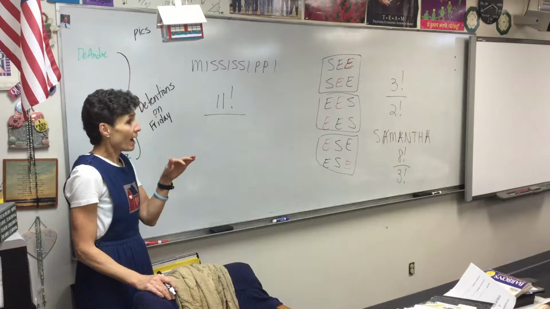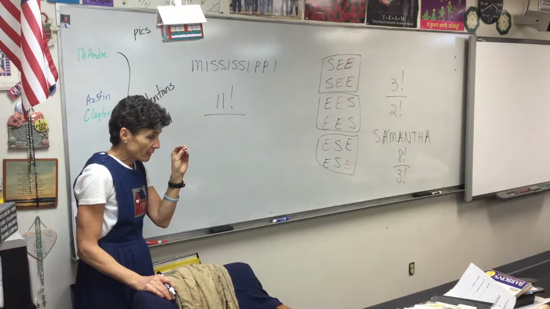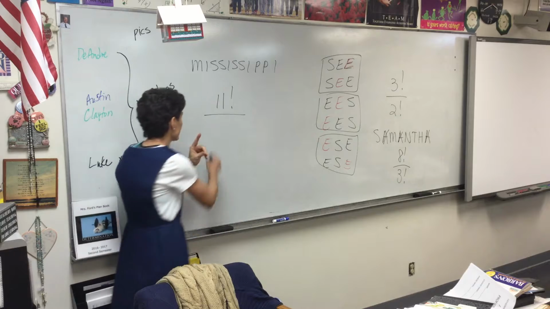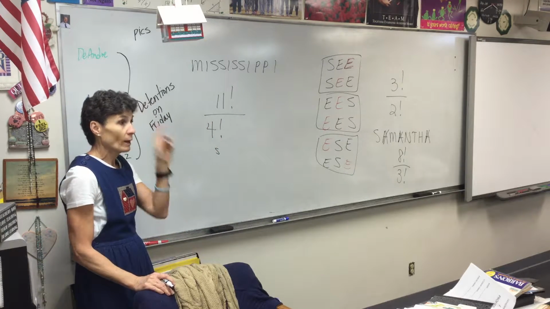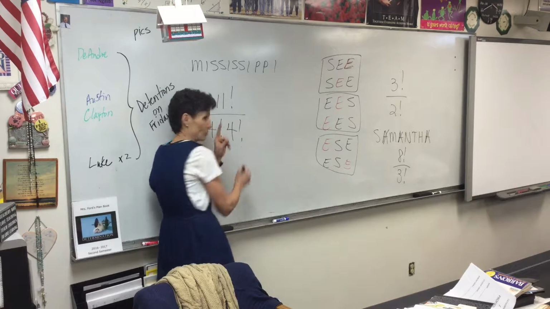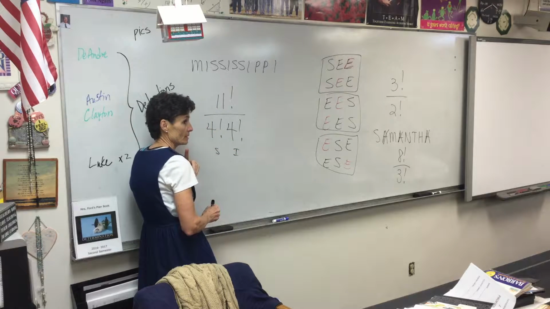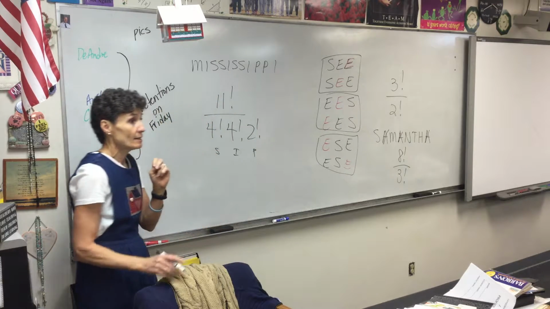Now, when you divide, what do you have that's repeating? S's, all right? How many S's are there? 4. So we divide by 4 factorial. That takes care of the S's. What else do we have? 4 I's. So we divide by another 4 factorial. That's my I's. And then I have to divide by a 2 factorial because that takes care of my P's.